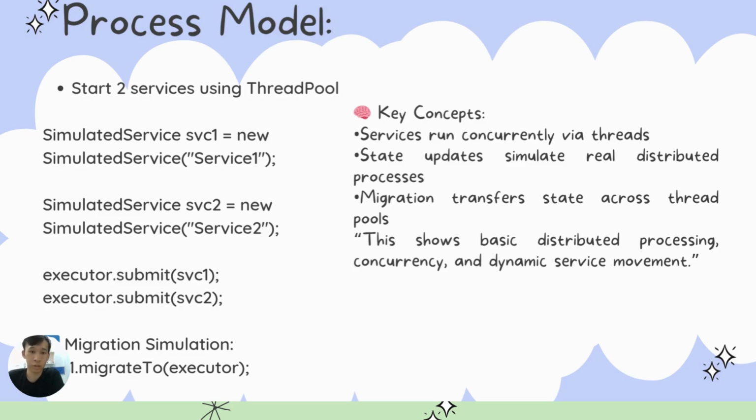The key concept in this process model is that when the services run concurrently via threads, the state updates simulate a real distributed process, and the migration transfers the stack across thread pools. This shows the basics of distributed processing, concurrent and dynamic service movement.